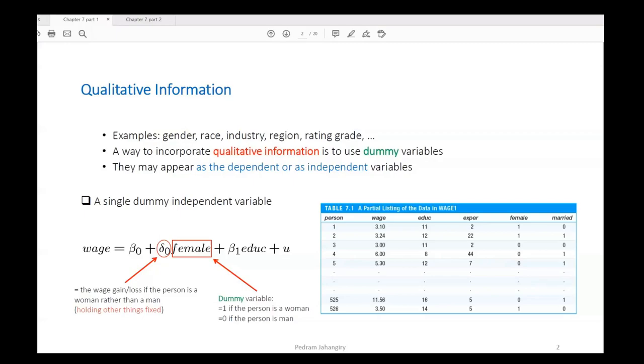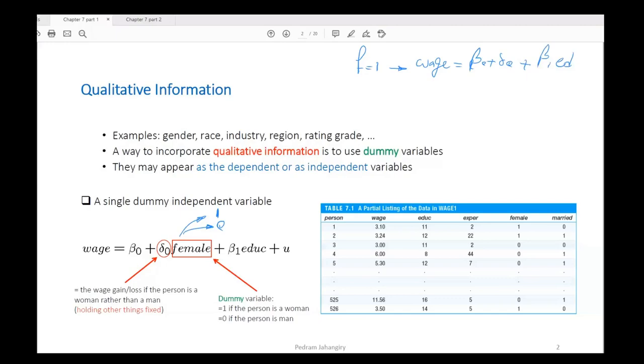Well, remember, I can replace this female with 1 and write the model. I can replace it with 0 and write the model. Actually, let's do it here. So if female is equal to 1, then we're talking about women in the data set, right? It's as if I'm filtering the women in the data set. So what's the equation? Wage is going to be beta 0 plus delta 0 multiplied by female, which is 1. So it's beta 0 plus delta 0 plus beta 1 education. Do you see that? Plus some error.